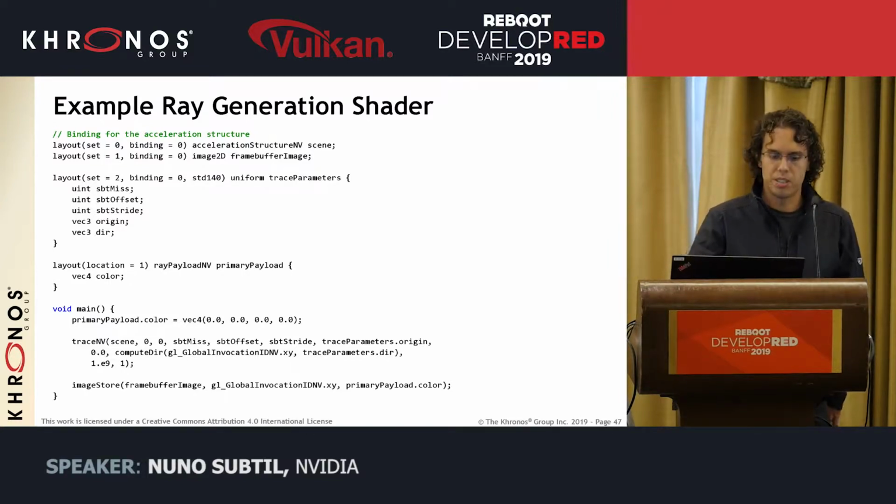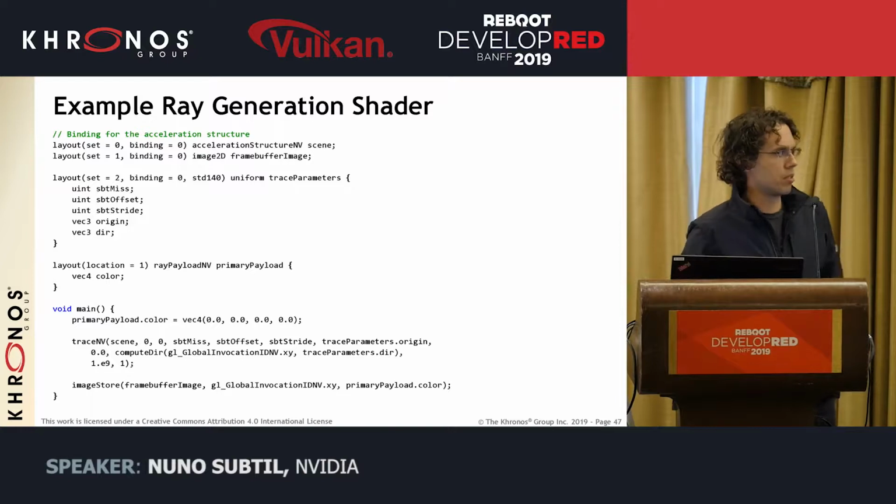So we call trace. That's going to update the payload. It's going to run the ray tracing infrastructure, generate a ray, trace it, run the hit shaders, and it will update the payload. And in this case, all we do is just write out the color information that we get from the payload out to memory through the frame buffer image.